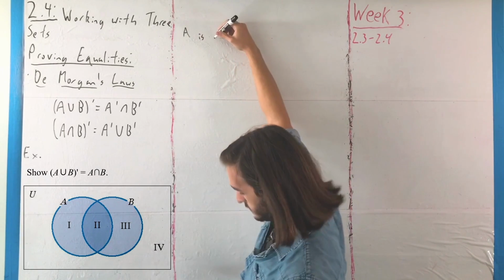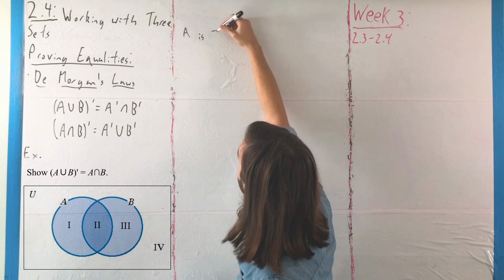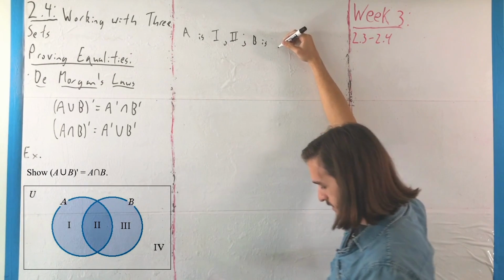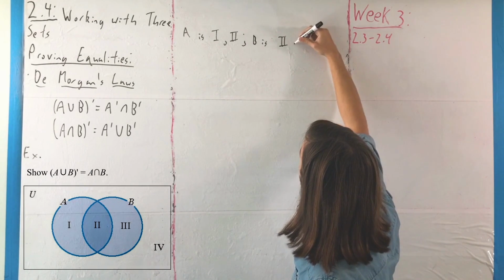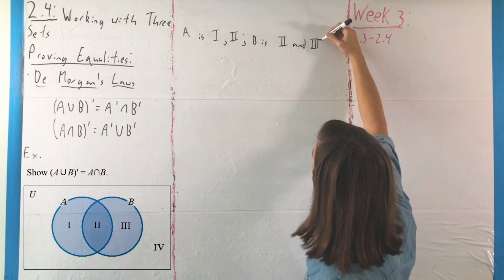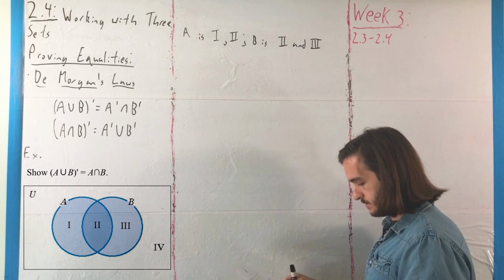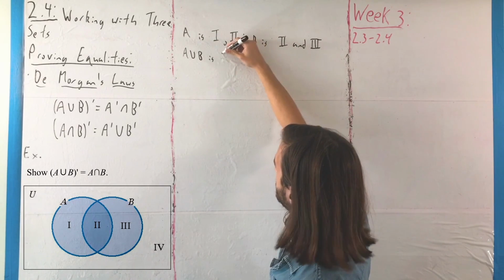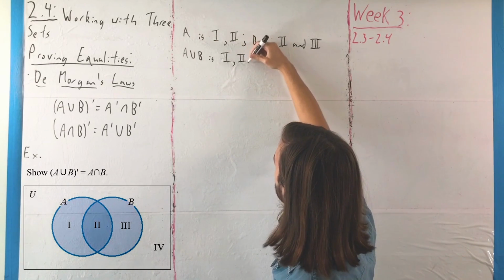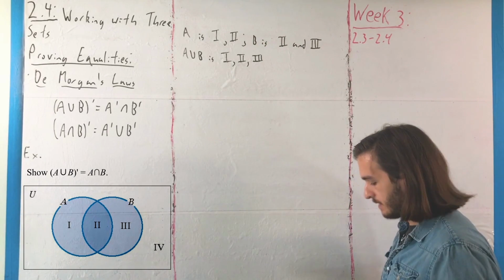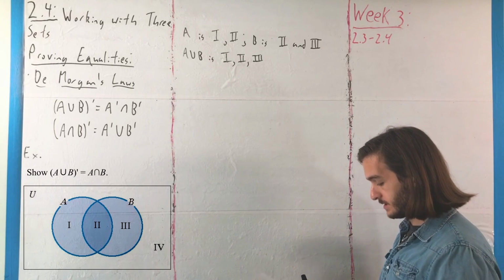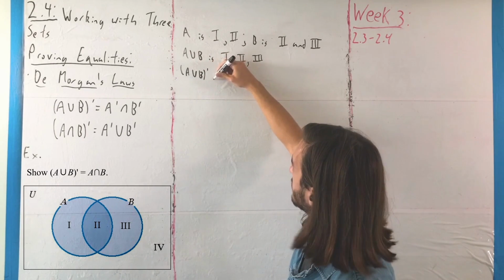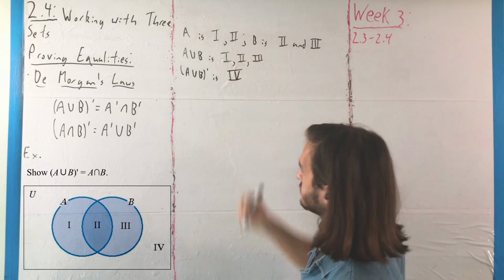A is the regions, in this case, 1 and 2, while B is going to be the regions 2 and 3. And as a result, when we take these groupings, if we talk about their union, A union B, this, by default, must end up being 1, 2, and 3, because it's either. Which tells us that if we took the complement of A union B, everything else is just going to be that remaining region 4.